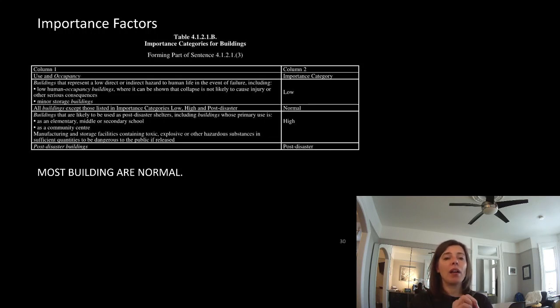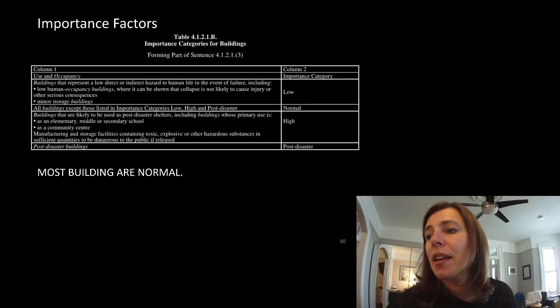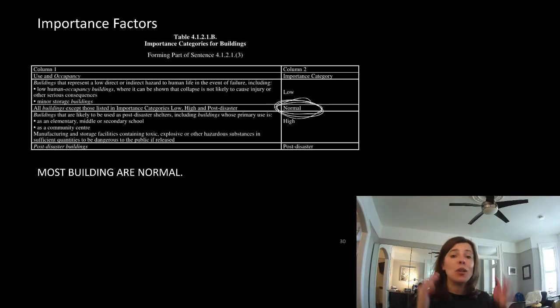So here are the categories that they give for buildings. They give low, normal, high, and post-disaster. If you know nothing else, your building is a normal building, and the factor is 1. That is just your building. Your importance factor is 1. I will tell you if it's something different.